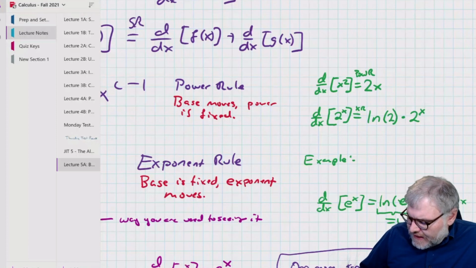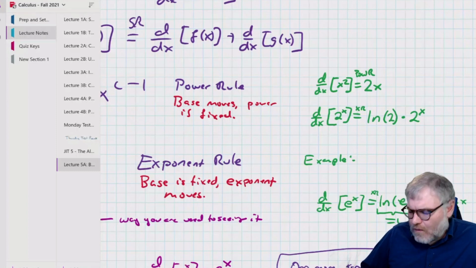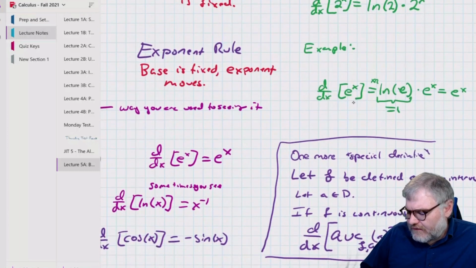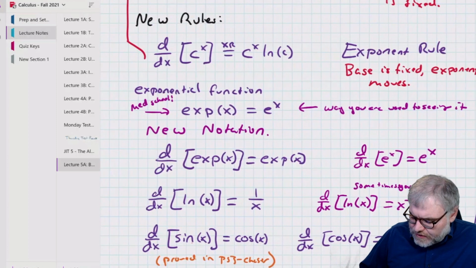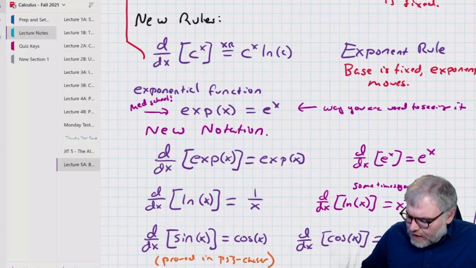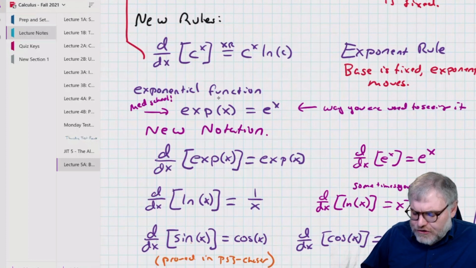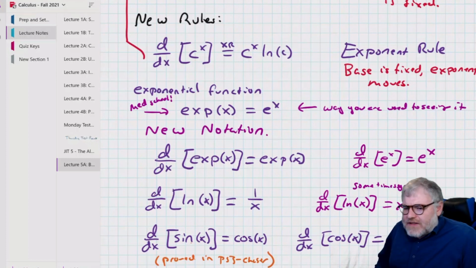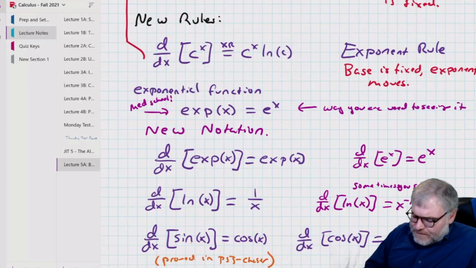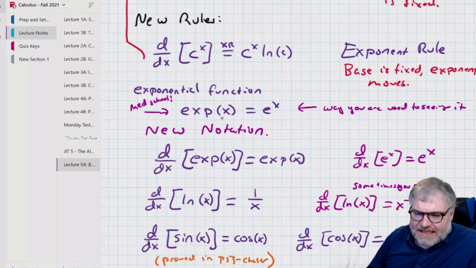The derivative of e to the x by the exponent rule, by the way, is the log of e times e to the x. Well, the log of e is just 1, so the derivative of e to the x is simply e to the x. Well, that's kind of cool. Here's a function whose derivative is itself. We've got new notation for this. We're going to call this the exponential function. And you're going to see this notation again, this idea of e to the x being written as exp of x.